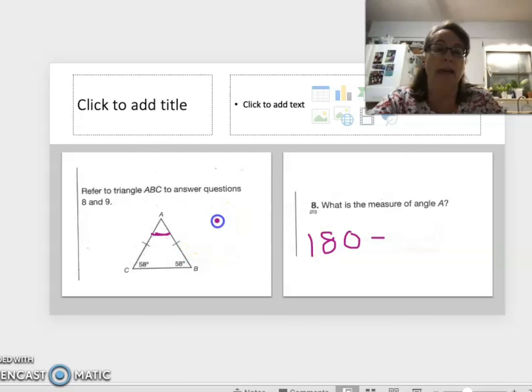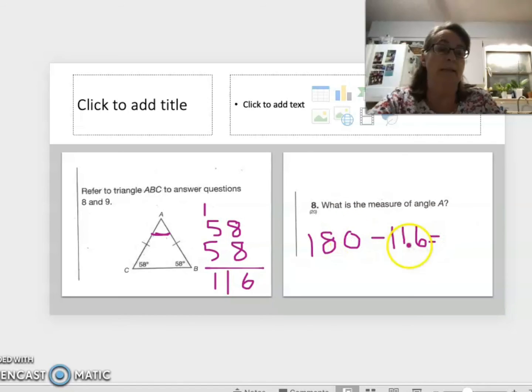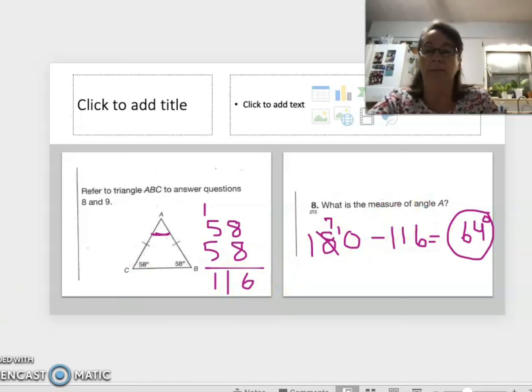And we know that 58 and 58, or 58 doubled, is 116. Carry the 1. So all we have to do is take the 116 away from the 180. 0 minus 6 doesn't work, so I'm going to come over here. Bring the 10. 10 minus 6 is 4. 7 minus 1 is 6. And now we just have a 1 in the hundreds place. 64 degrees is what A must be.